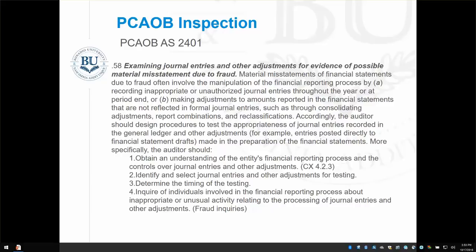And a lot of times this is done, as indicated here, right within our fraud inquiry procedures. So when we do our fraud inquiry procedures, one of the questions is asking if they are aware of any potential fraudulent journal entries that are being made by management. And that's why it's definitely important that we do talk to individuals outside of the normal finance arrangement, and do talk to some operations individuals.